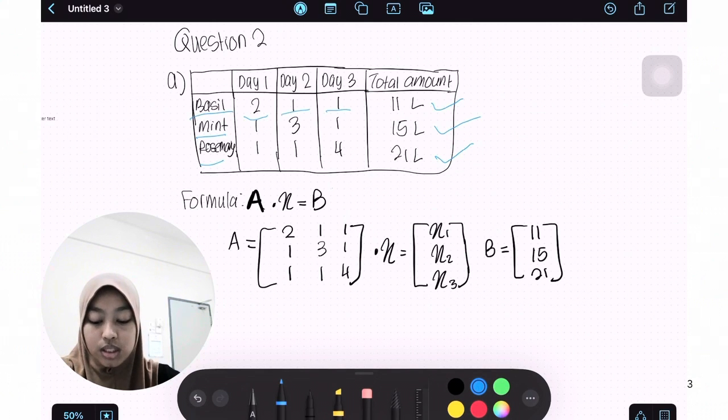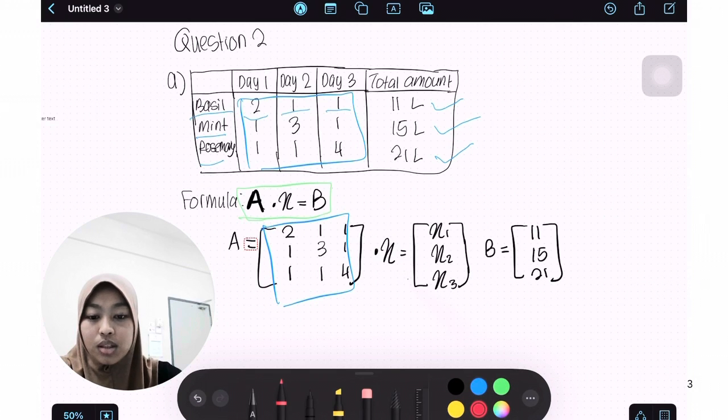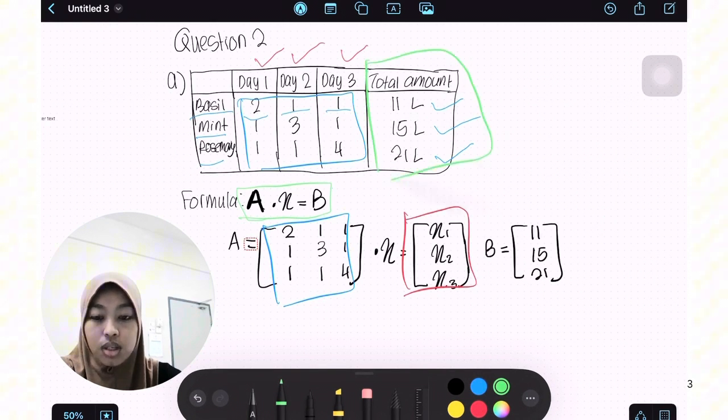Next, we represent the data in matrix form, where A multiplied by X equals B is the formula. A is the coefficient matrix formed from the data on the table. X is another matrix representing the amount of water used on day 1, day 2 and day 3. B is the total amount of water for each plant. So A is equal to 2 1 1, 1 3 1, 1 1 4. X is equal to X1, X2 and X3. B is the total amount of water, 11, 15 and 21.